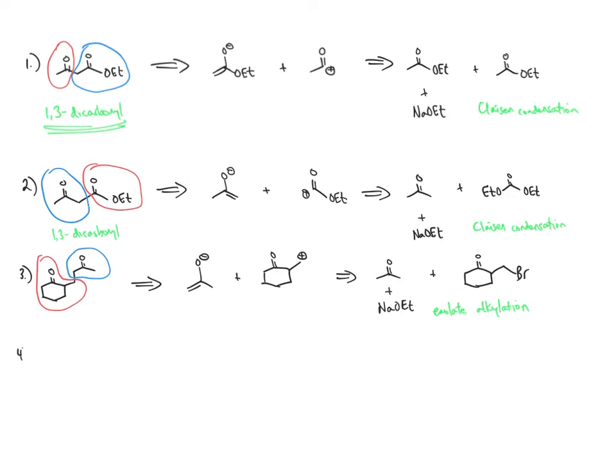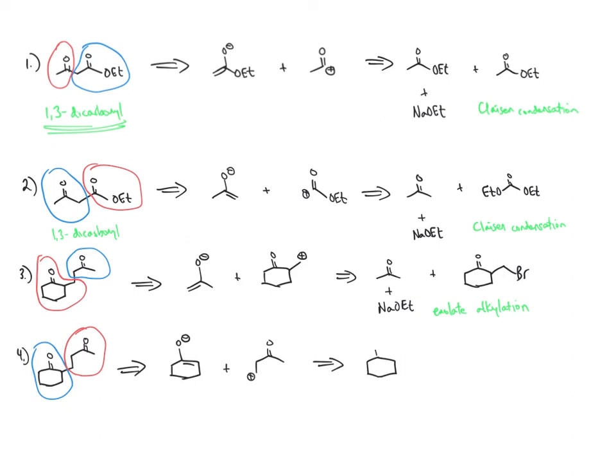One more way we can disconnect this molecule. We could say that this is the enolate piece, and this is the electrophile piece. And if that's the enolate, it comes from deprotonated cyclohexanone. The electrophile piece is this one. And so we know that the enolate comes from a deprotonation of cyclohexanone. So let's just say cyclohexanone and sodium methoxide.